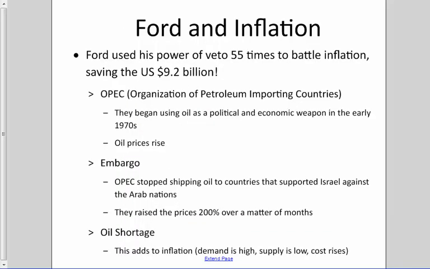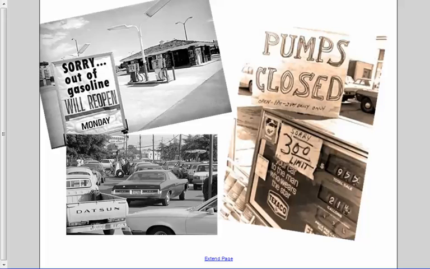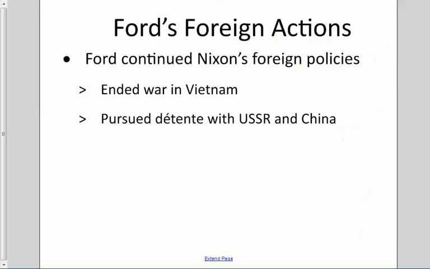So this leads to an oil shortage. It adds to inflation, which means demand is high. We need oil. We have cars. Supply is low, so costs rise. We actually have gas stations running out of gas, with lines of people waiting. This is a big problem and doesn't really look good for Ford. So domestically, Ford was having problems.